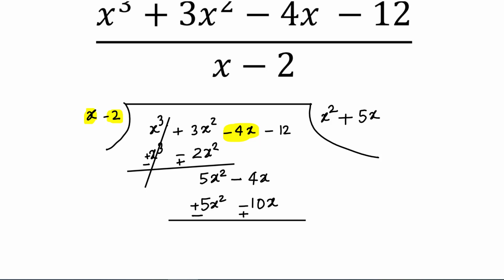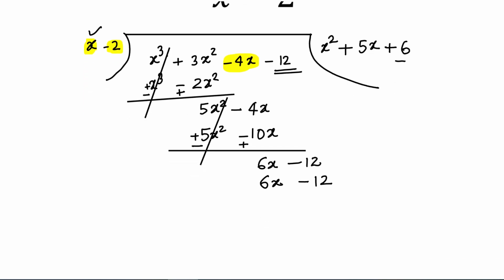So 5x square minus 5x square gets cancelled out, that is 0, and this is 10x minus 4x, that is basically 6x. Now we have to look for the next term so that if I multiply that term with x, it gives me 6x. So in that case we will have plus 6. If I multiply 6 with x, then I will have 6x, and I forgot to put this minus 12 here, so I put minus 12 here, and then 6 multiplied by minus 2 is minus 12.